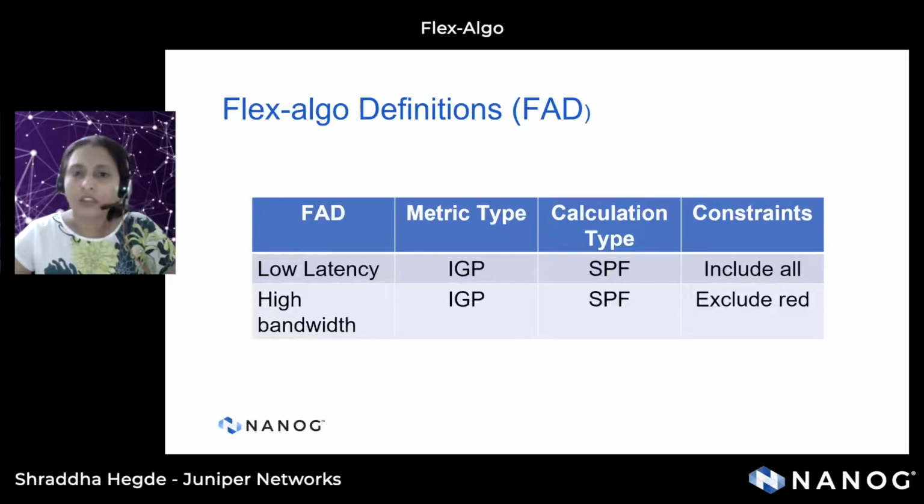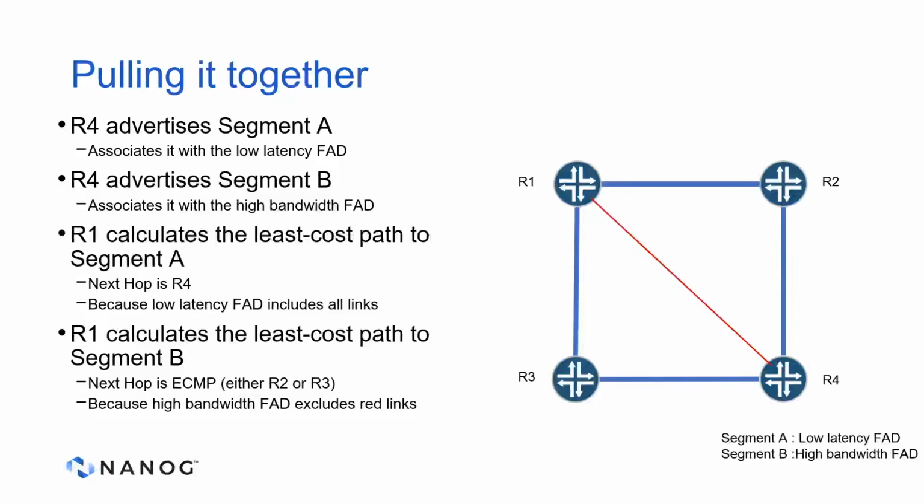So this FAD gets advertised in IGP. So every node receives it, and all the nodes that participate in a particular flex algo will use this FAD and compute paths. So let's see in the next slide how that happens.